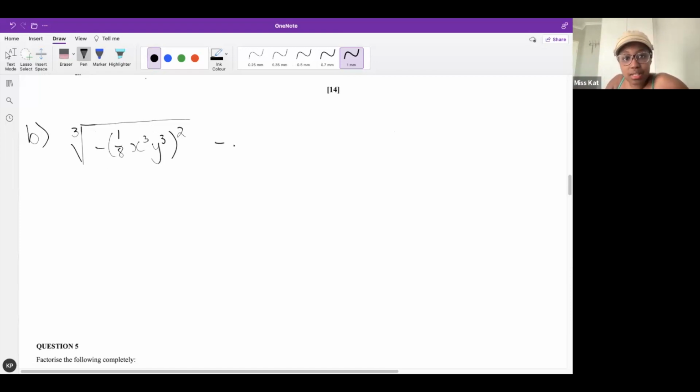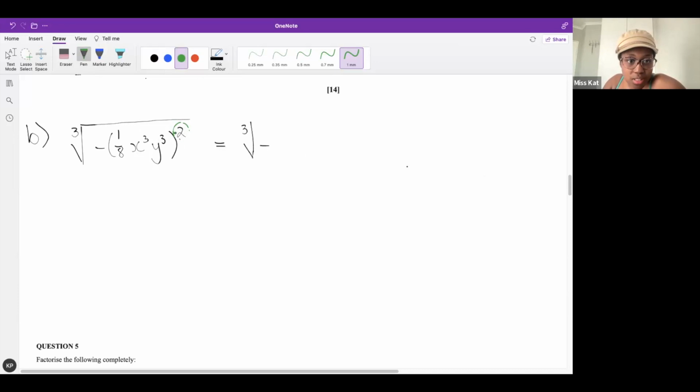Now let's start inside. Cube root of. What do we do? This negative stays outside. What do we do with our square? If there's time, I will go back to it. At the end of the lesson, I will definitely go back to it. Just remind me. What do we do with the squared, guys? Laws of exponents. The squared outside.